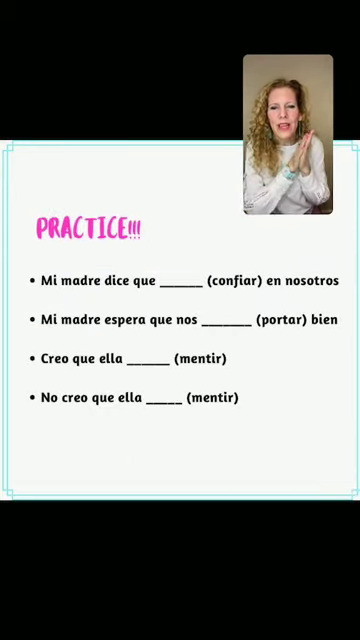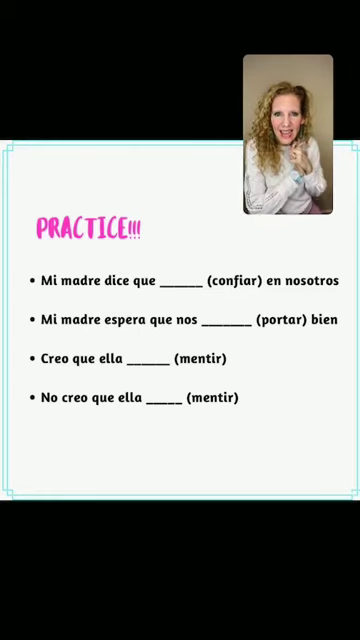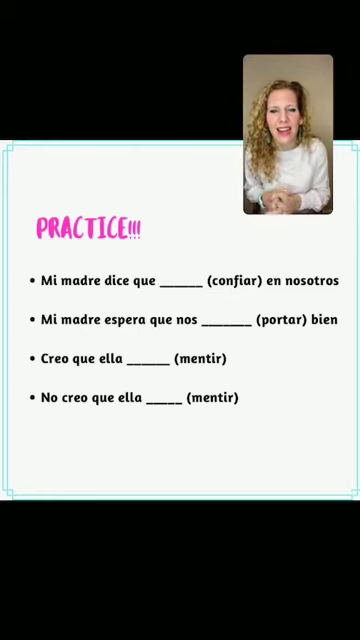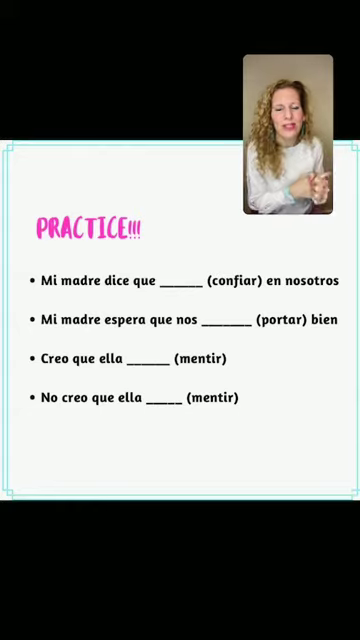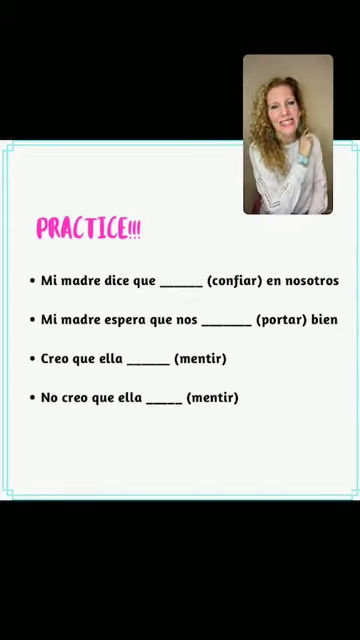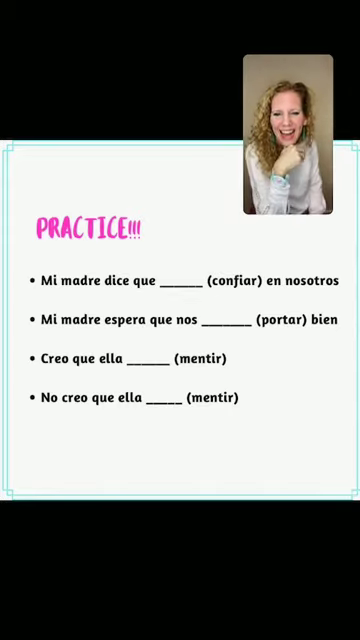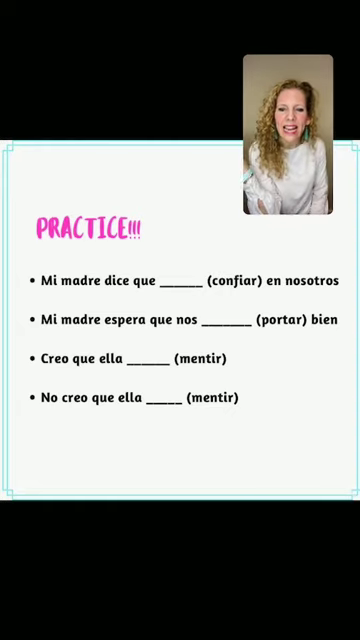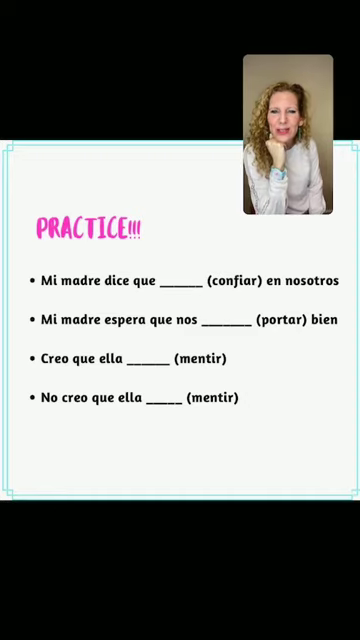Okay, so, mi madre dice que confiar en nosotros. So, what would you say here? Write down your answers below, okay? I will correct you, and don't worry if we make a mistake because making mistakes is the best way of learning. Okay, so mi madre dice que confíe en nosotros.